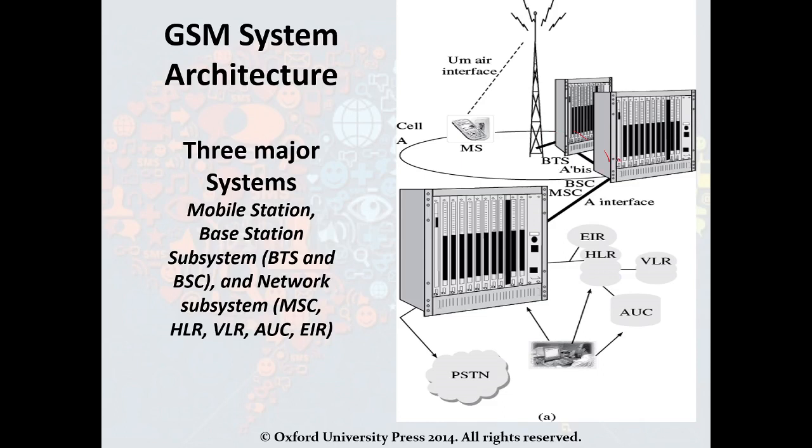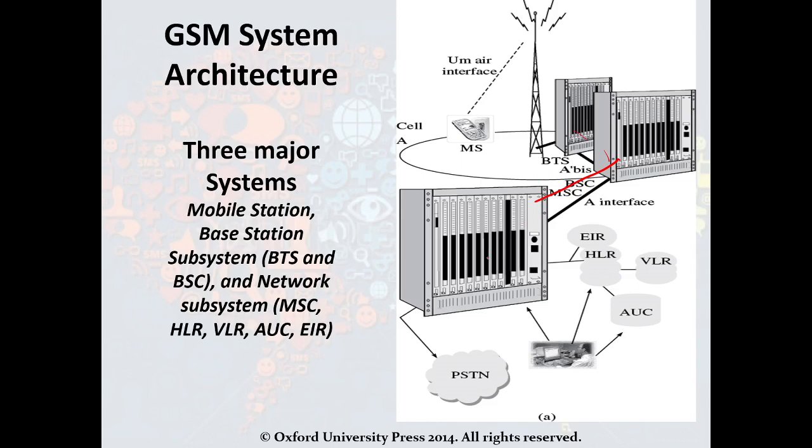The interface between the BSCs and the MSCs is called the A interface. Here it uses a signaling protocol called SS7, Signaling System 7. So all these are standardized, well-defined interfaces between the mobile station and the BTS, between the BTS and the BSCs, between the BSCs and the MSCs, and all the other software database elements.